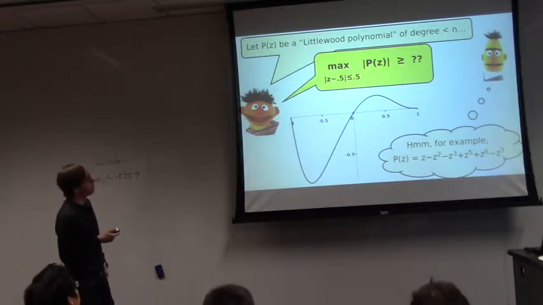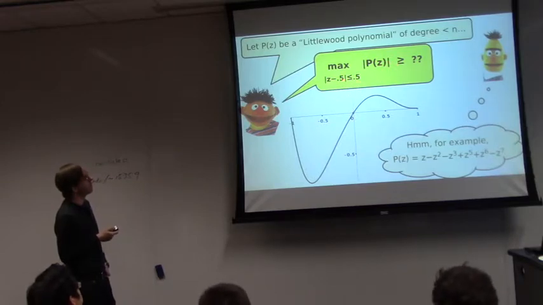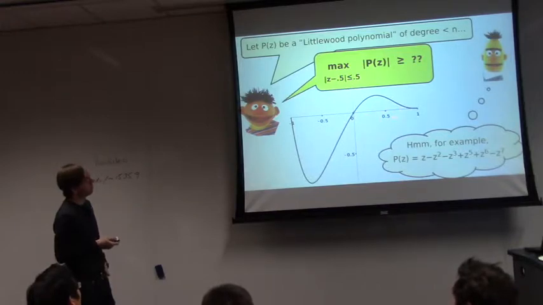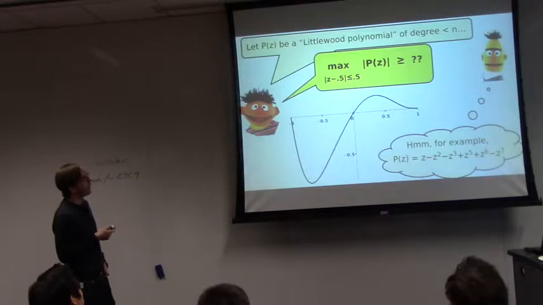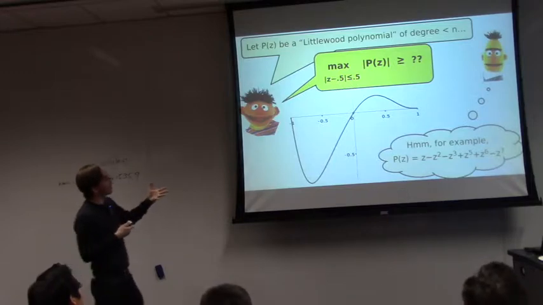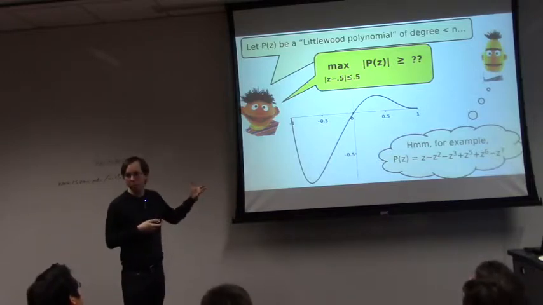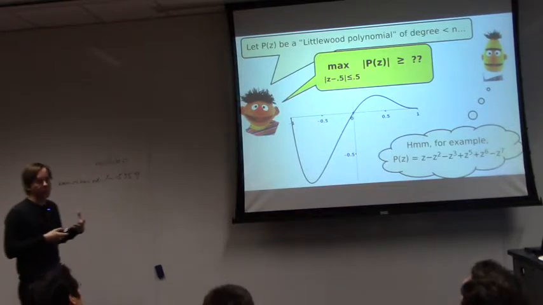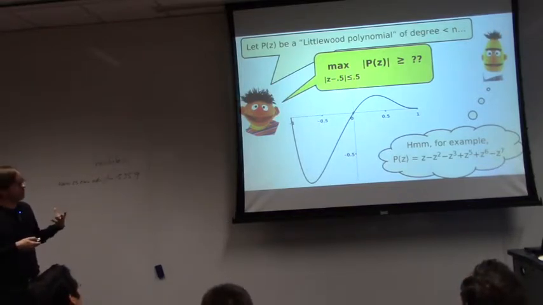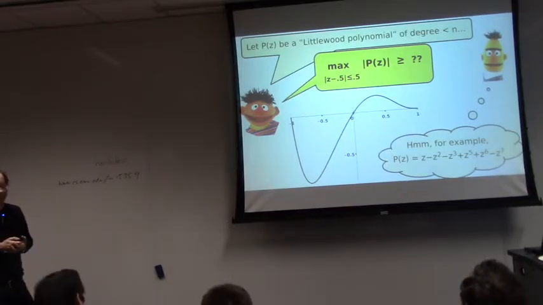He wants to look at the maximum absolute value that P of z must have on this region where z differs from a half by at most a half. So in this particular example, there's a point z where you differ from a half by at most a half, where P of z's magnitude is this big. And he kind of wants to ask, what's the worst Littlewood polynomial for this? Among all the Littlewood polynomials, which one has the smallest maximum here?